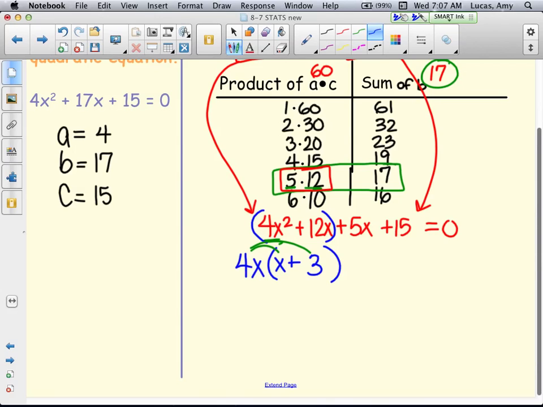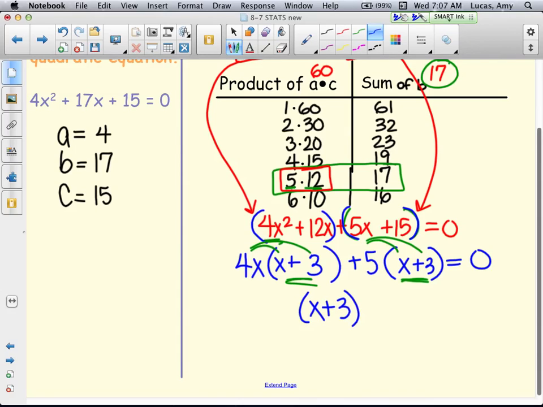Now, I need to match that x plus 3 binomial over here. So what do I divide out? What am I dividing out of 5x plus 15? That would have to be a positive 5. 5 times x is 5x, plus 5 times 3 is 15. So now I can take my binomial, x plus 3, that they have in common.